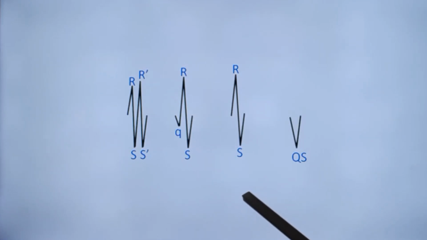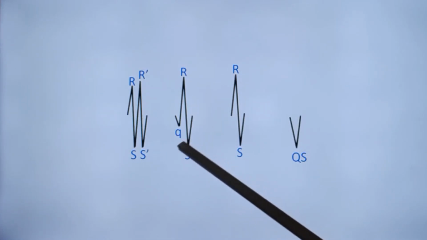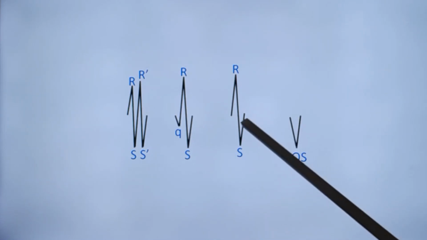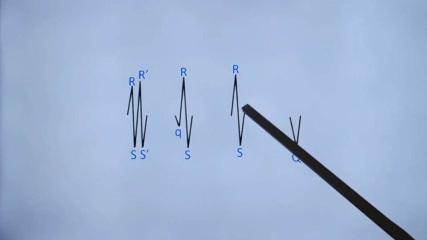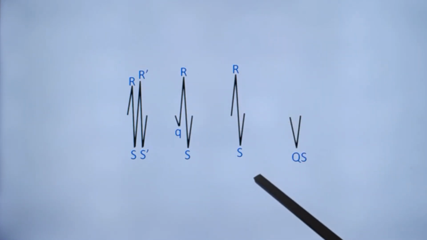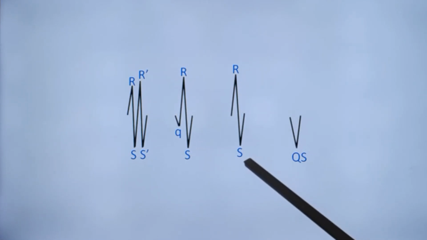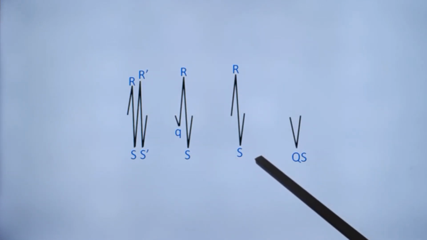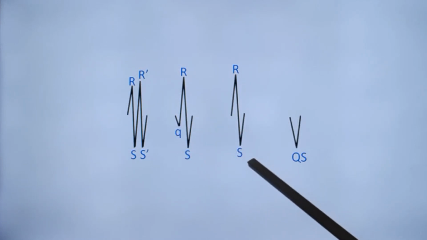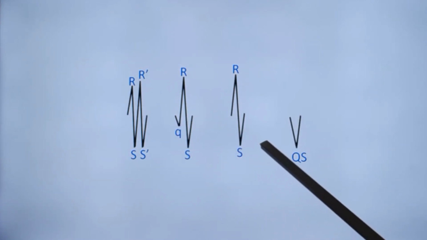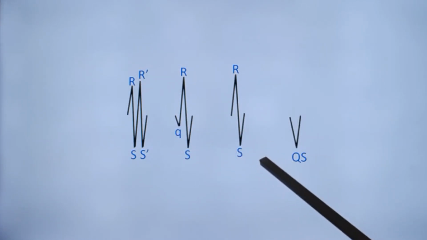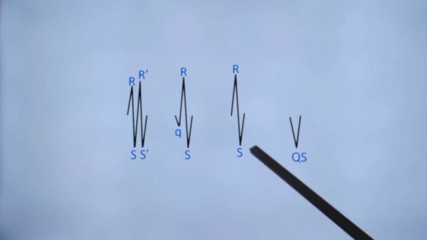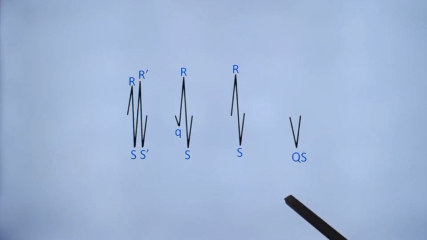Then where there is no initial negative deflection, the initial Q is not there, then the first positive wave is known as R wave, and the next negative wave, even though this is the first negative wave, is not called Q wave, it is called S wave. The convention is any negative wave occurring after a positive wave is called S wave and not as Q wave.